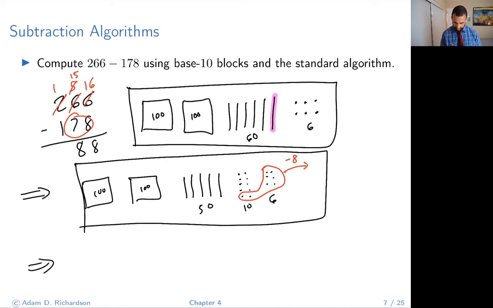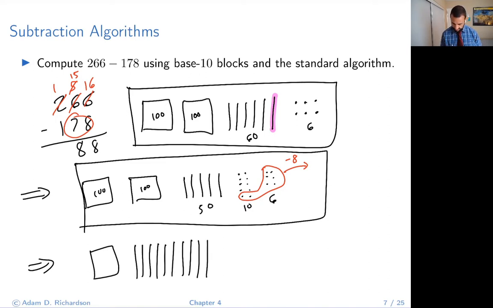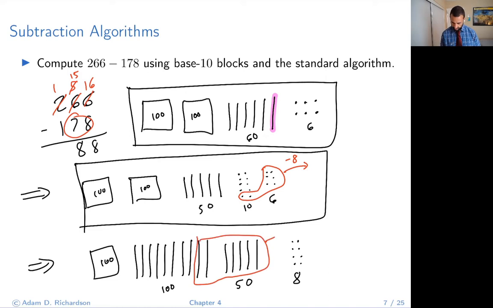I'm going to have to go over here and break up one of these hundreds. 1, 2, 3, 4, 5, 6, 7, 8, 9, 10. 1, 2, 3, 4, 5. And then over here, I still have 8 ones remaining. Okay, now I can actually take away 70. This is me taking away 70 next.